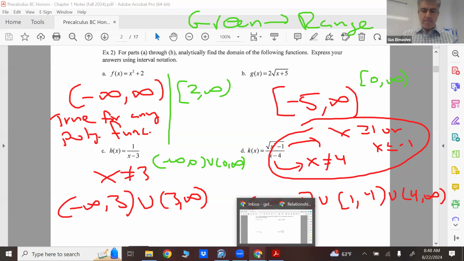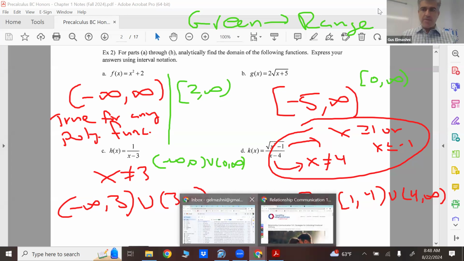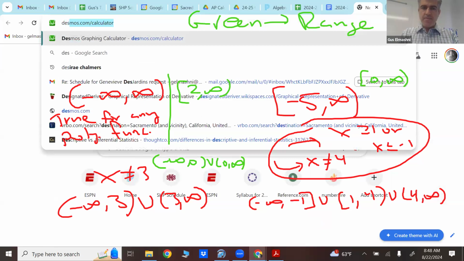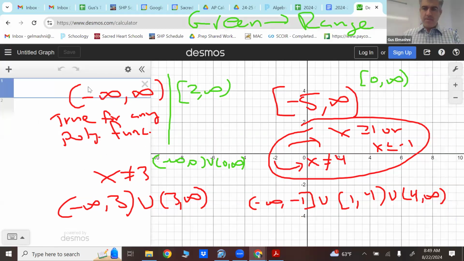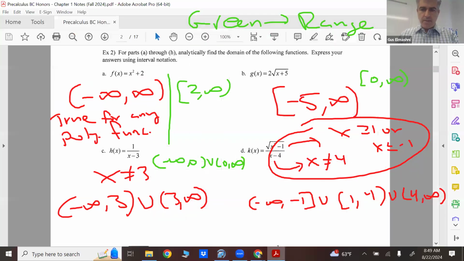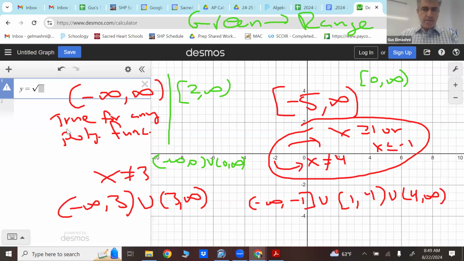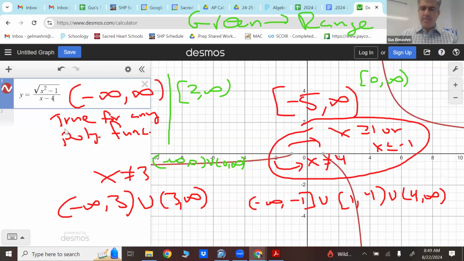Hold on a sec. Let me go to Desmos. Y equals square root of X squared minus 1. And divide by what again? X minus 4. Yeah. Let me clear my screen.